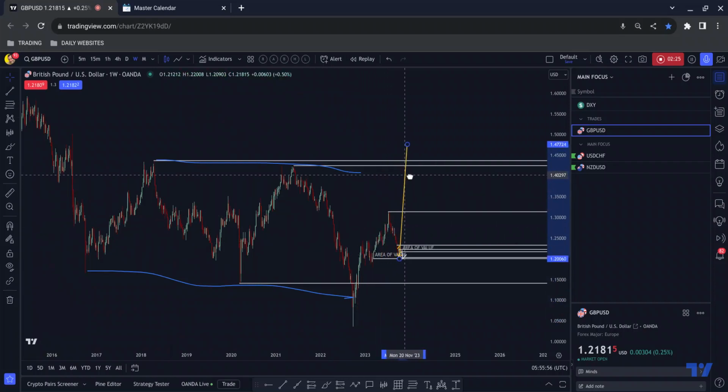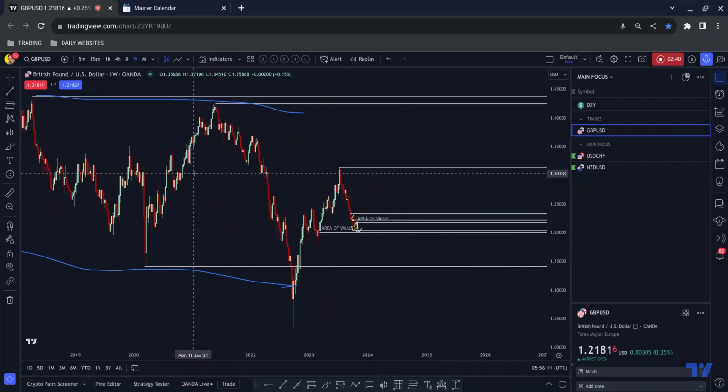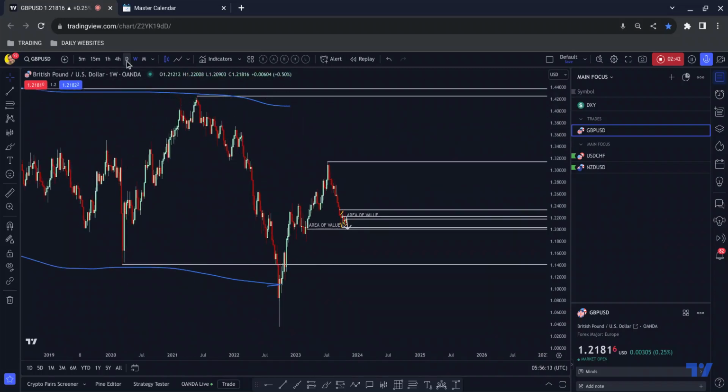So that is the bigger picture, which would take us, if we just measure it and assume that they're of a similar length, up to this area to complete that move. But in the meantime, we could be looking for shorts to the downside, and I shall explain why I was looking for shorts to the downside if I just drill down.